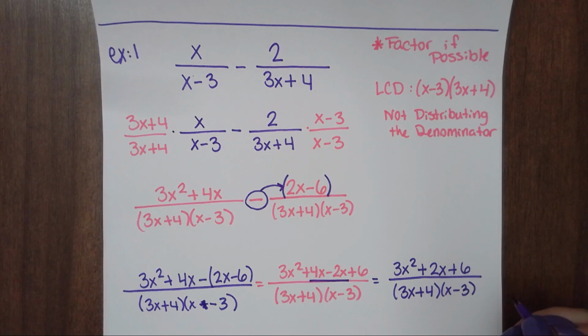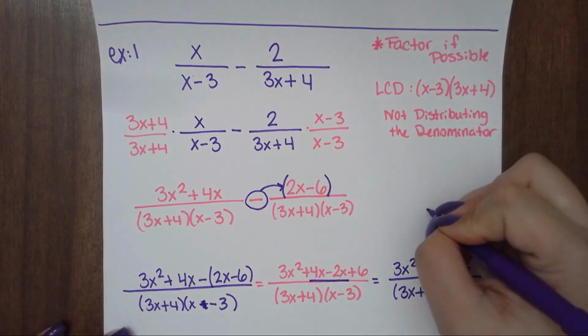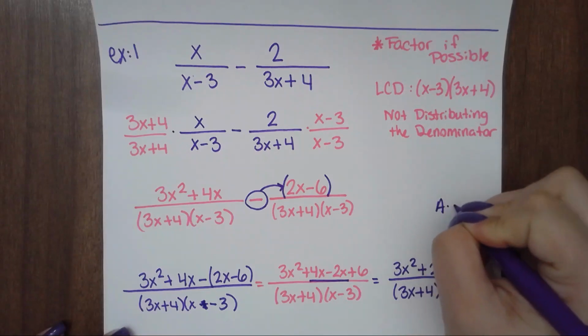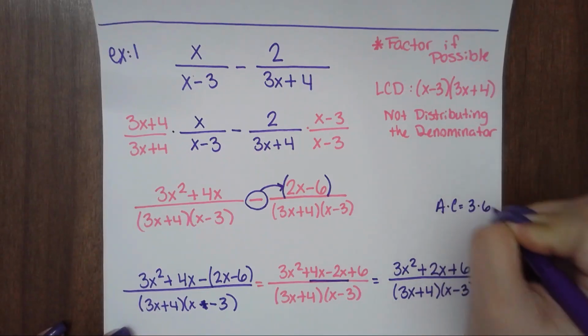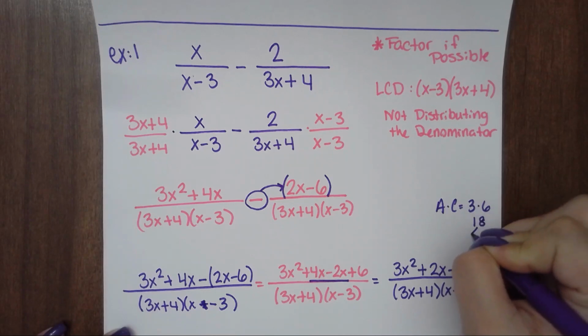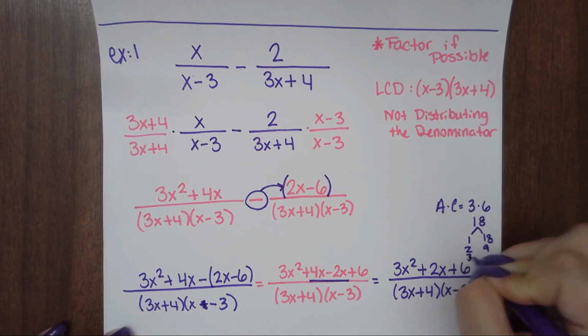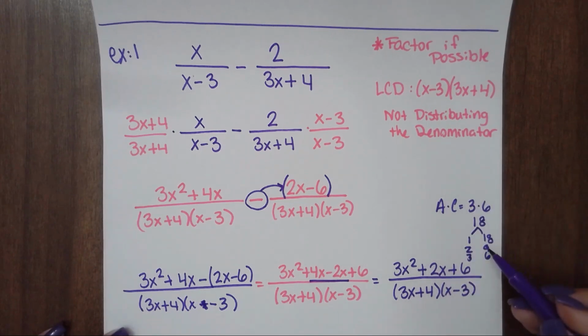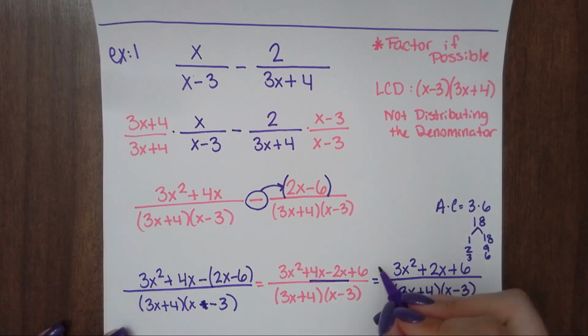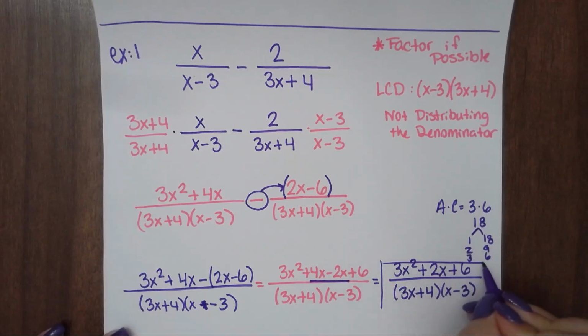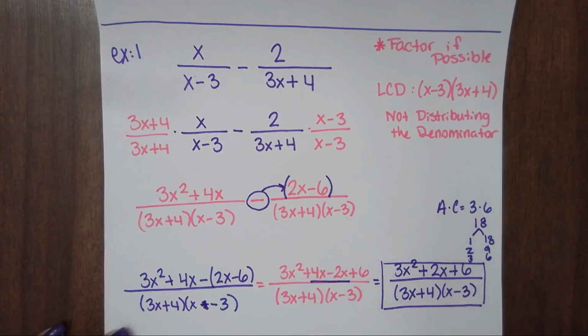So to simplify this, we want to see if the numerator factors. To test factoring, we would take a times c, which is 3 times 6, which gives me 18. Factors of 18: 1 and 18, 2 and 9, and 3 and 6. None of those factors, positives, none of them will be adding to 2, so therefore it does not factor. So this is my final answer. That's a quick and easy test with any trinomial, to just really quickly determine if it factors or not.